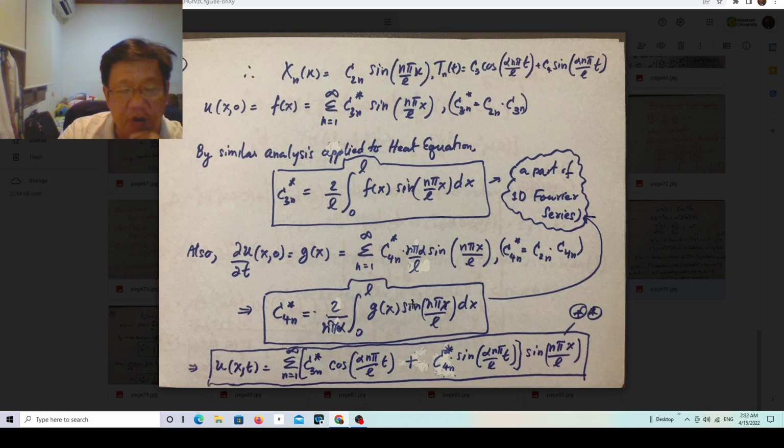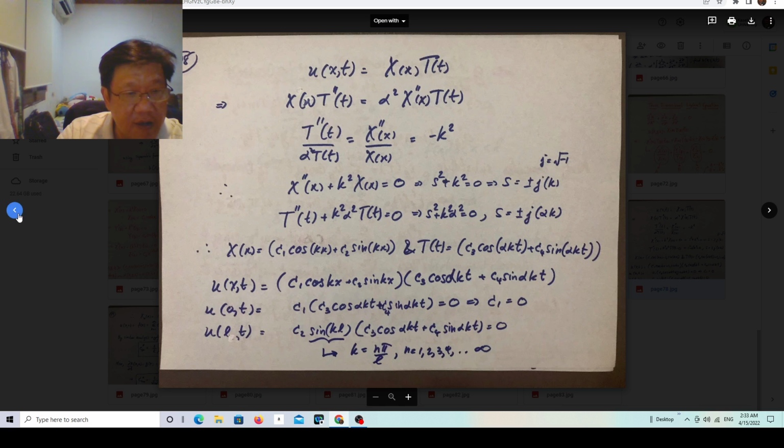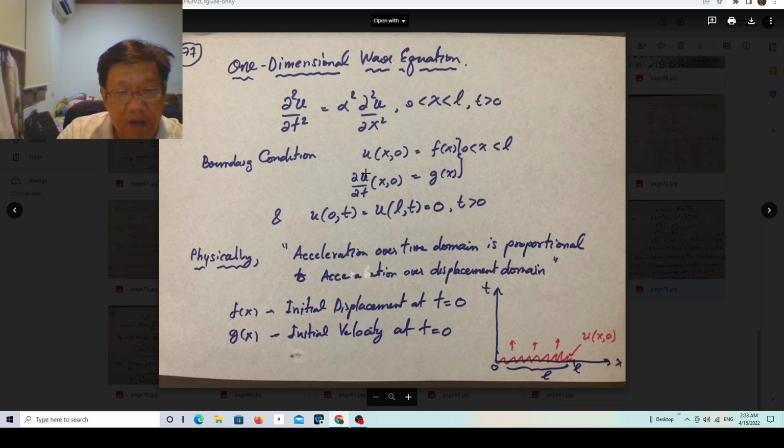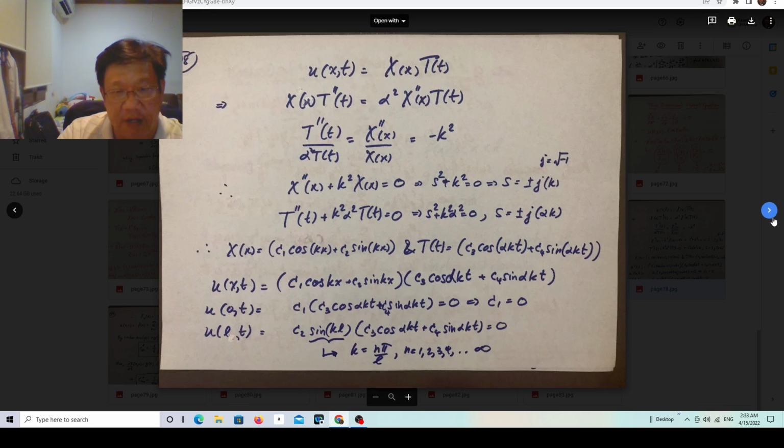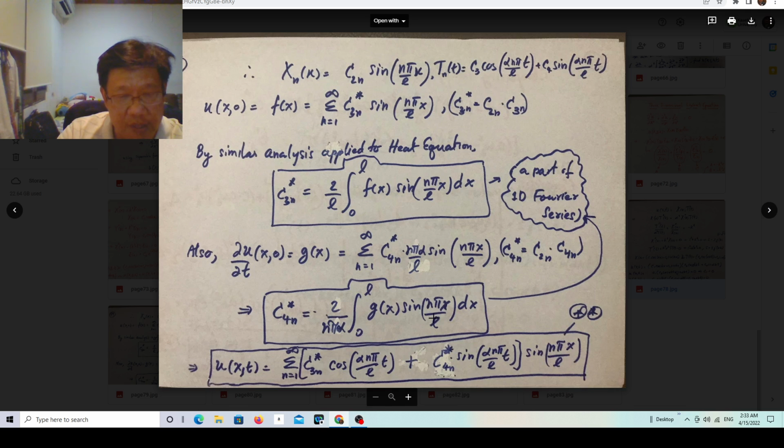No, no, no, no, no. Sorry, it has to be sine. I'm making a big mistake, because you can see that it's going to be sine, okay. This is what we call the Dirichlet condition. If you're using the Neumann condition, you're going to have the term cos instead.